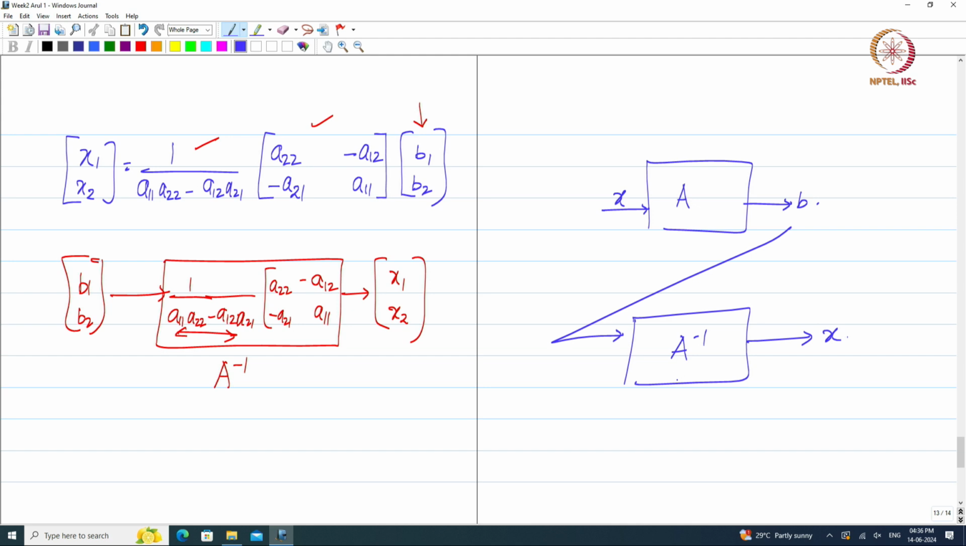So, the idea of an inverse system helps us a lot, but the only problem is finding the inverse for larger matrices is going to be a major issue, like finding the determinant, and you do all these cofactors and so on. It is going to be a computationally intensive task for larger matrices. So, we look at other approaches.